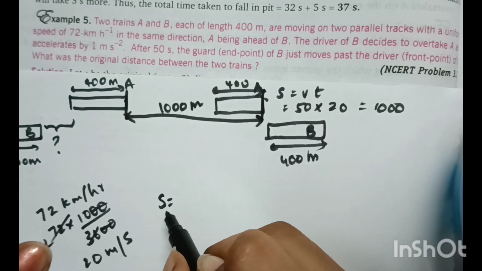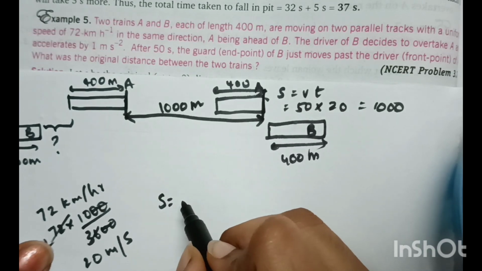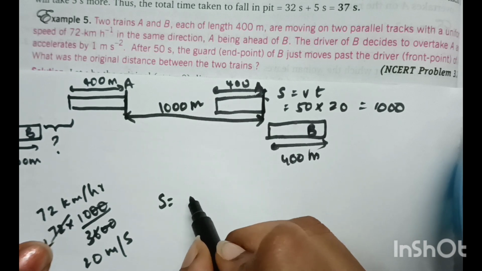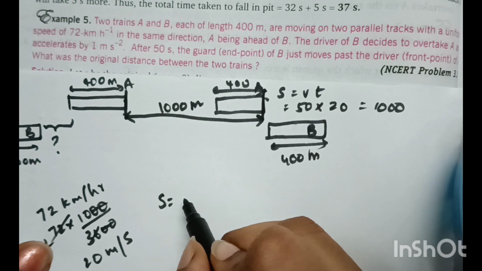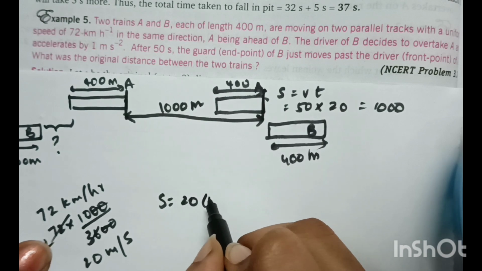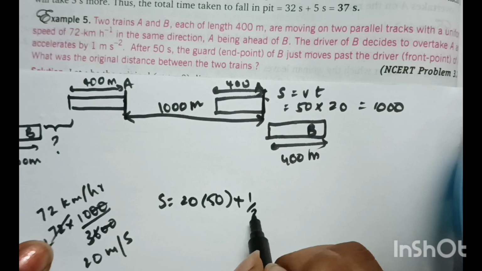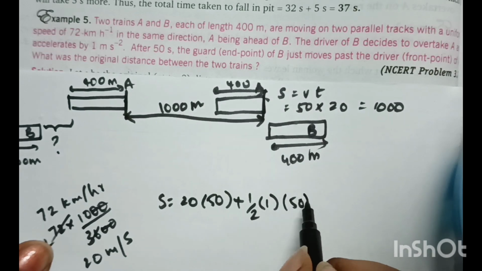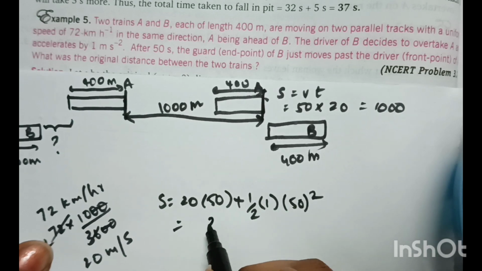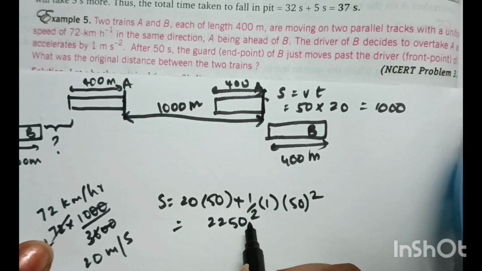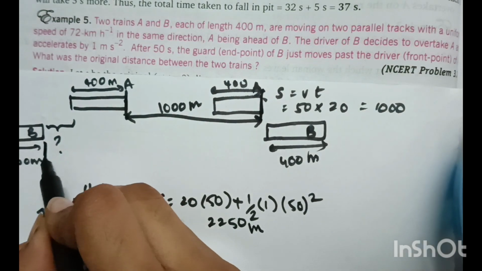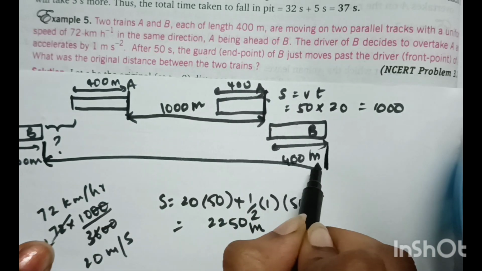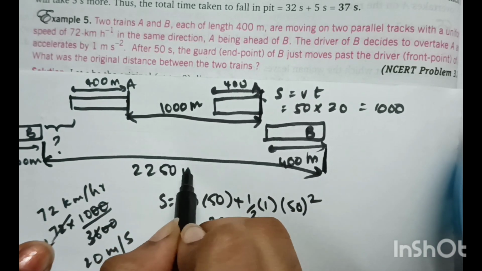S is equal to, here the motion is accelerated. So we have to use ut plus half at square, and it is accelerated so it is plus a. U is actually 20 meter per second, it was travelling with that. So u t is 20 into 50, plus half a, which is 1 meter per second square, into t square, 50 square. So we are getting 2250 meters. So B's starting point was earlier here, now it is here. This total distance is 2250 meters.